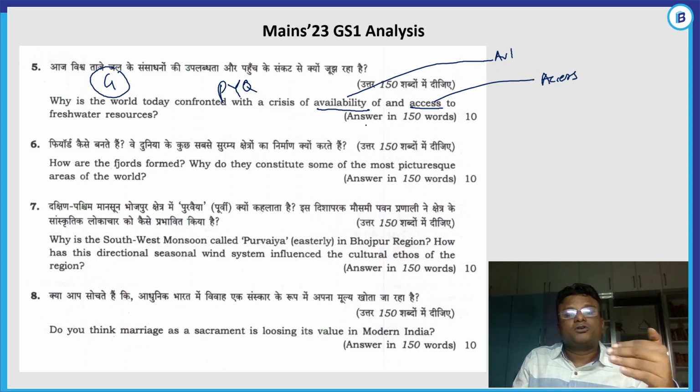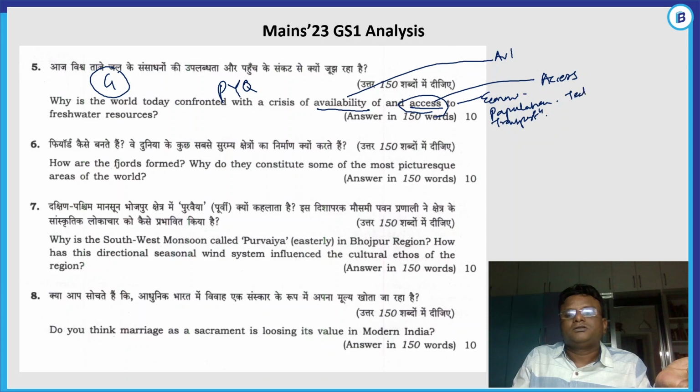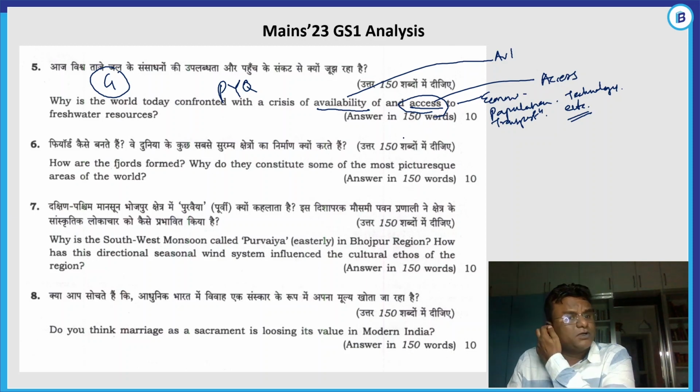But the important aspect is, don't forget to talk about access, right? Access is related to economic stature, population, transportation, and technology. So don't forget that aspect in your answer to this question, but it is pretty straightforward.